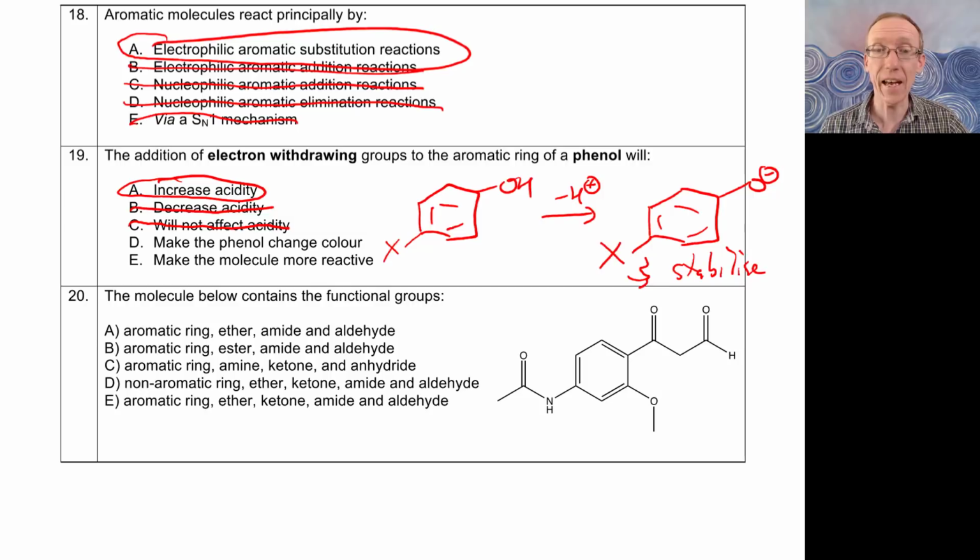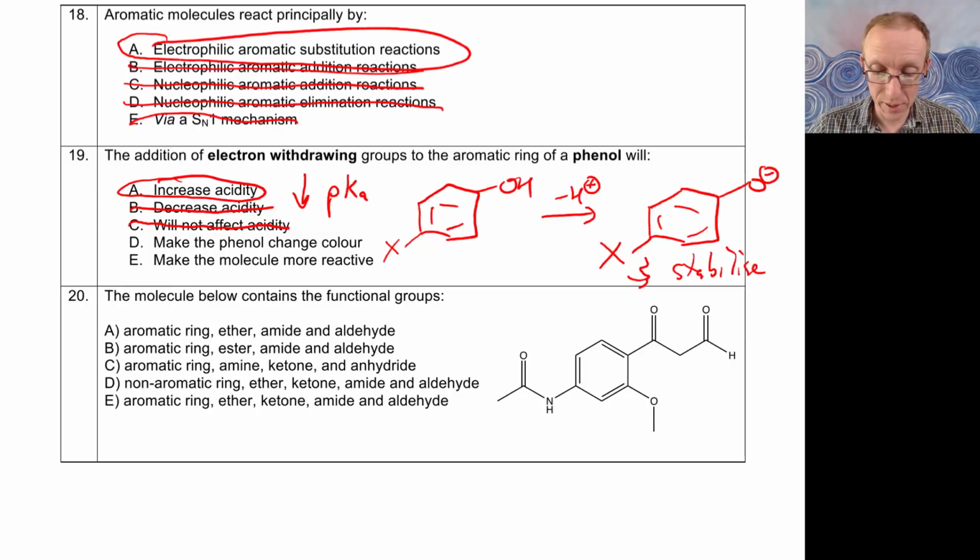Okay, so the answer is A. It will make it more acidic. Another way of saying that is that it will lower the pKa. So for example, if the pKa was 6, then it might go down to 4 with electron withdrawing groups and so on. Question 20, last one on this practice quiz.